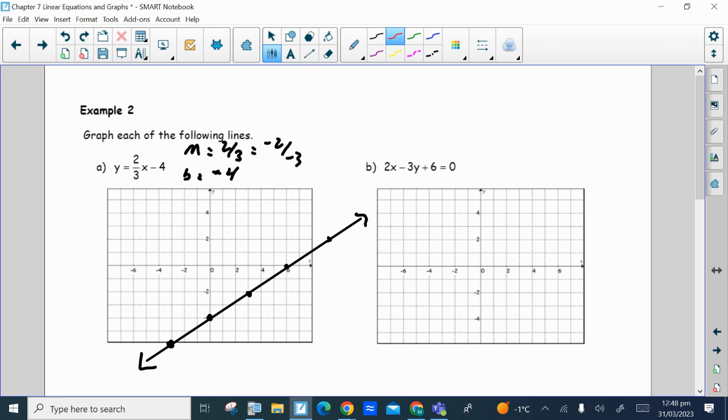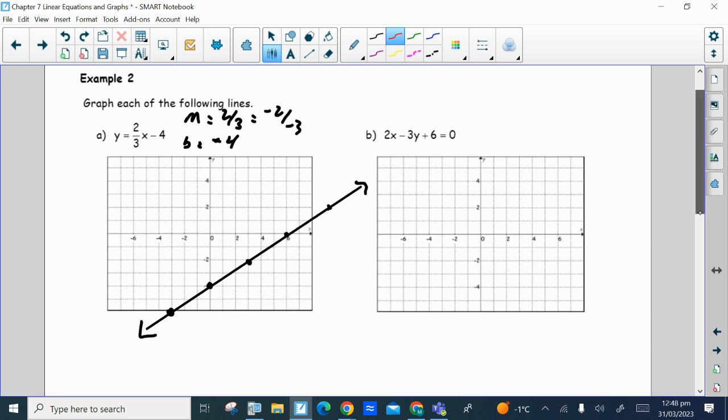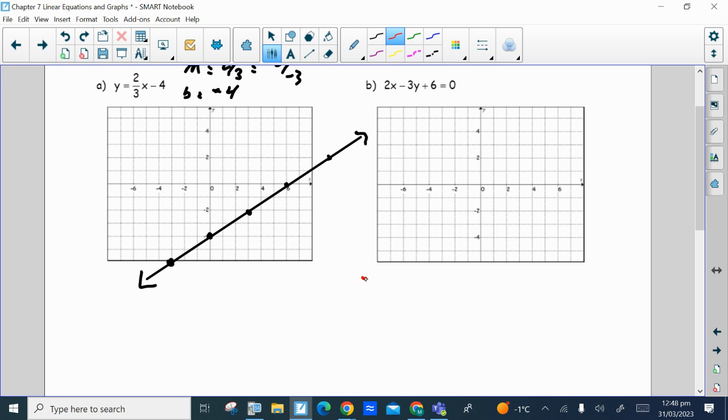So in this case, we have to do some work. We have to do some algebra to get y by itself. You need positive y by itself. So what I would likely do here is add 3y to both sides, because that gets the positive y term by itself. So on the left, you'll have a 2x and a plus 6 left. On the right, you have positive 3y.